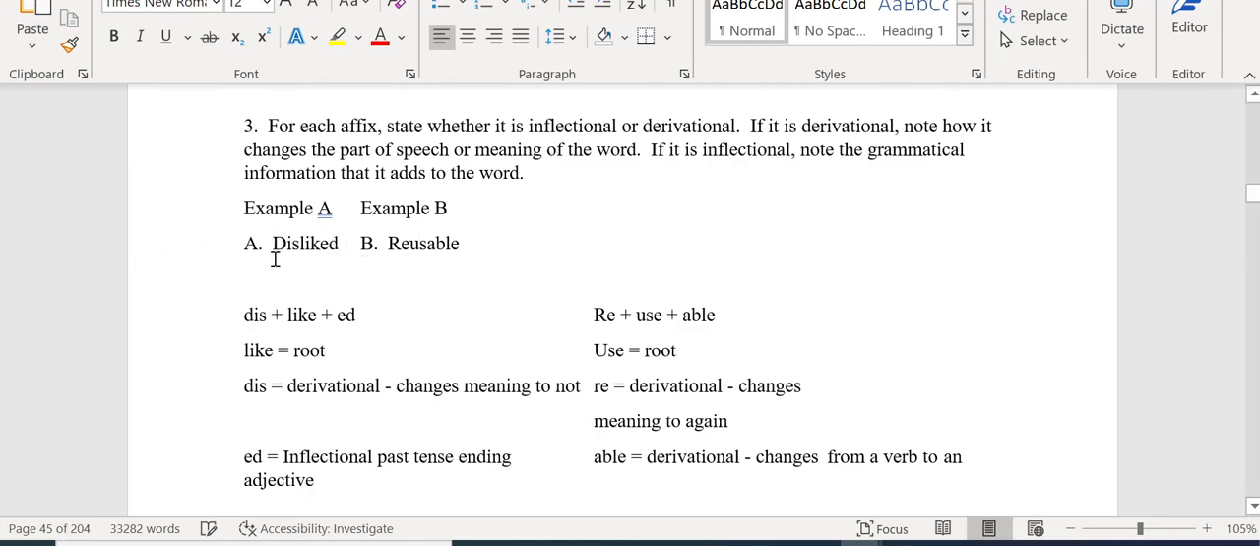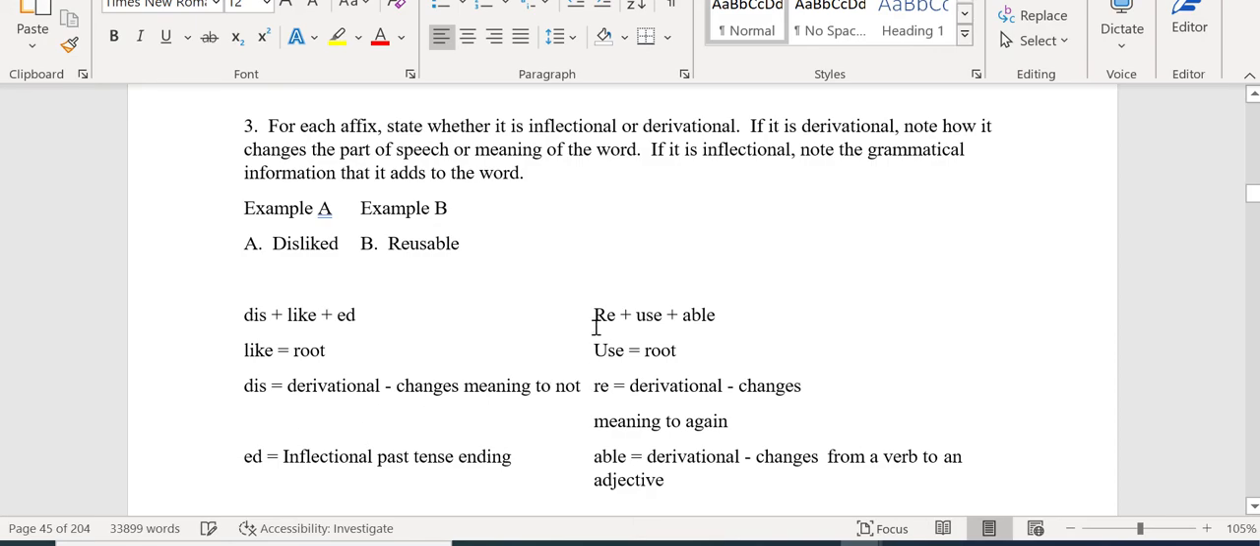So you have disliked. So dislike breaks into dis and then like and then ed. So then you would look at like as being the root. Dis would be derivational because it changes the meaning to not. And then the ed is the inflectional past tense ending. So that would be how we would isolate at least that first word.